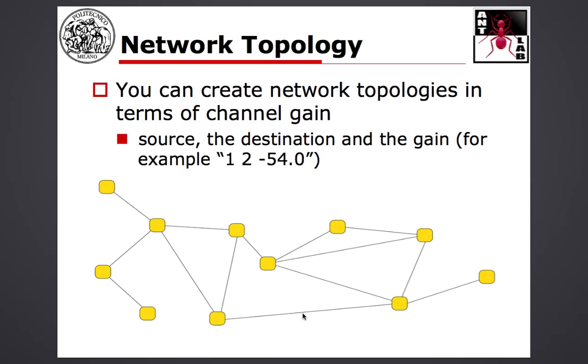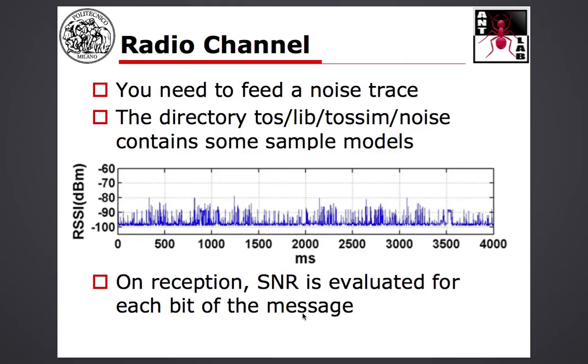And note that links can also be asymmetric. Okay? So you can specify another line in the topology text file where instead of having 1 2, you have 2 1, meaning that the perceived quality of the link is different with respect to the direction you are looking at. Okay? Whether you're transmitting from 1 and receiving at 2, or transmitting at 2 and receiving at 1. We will see examples, of course.